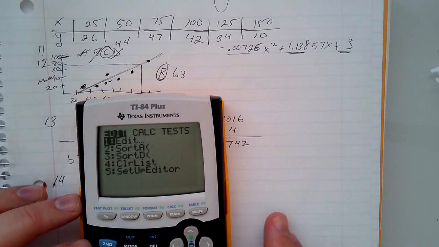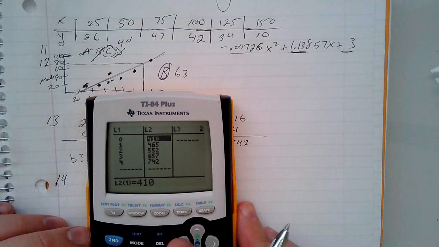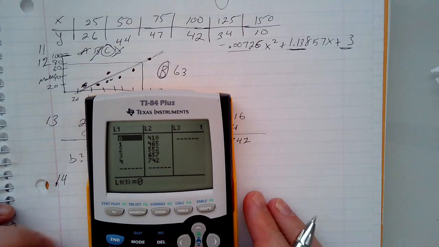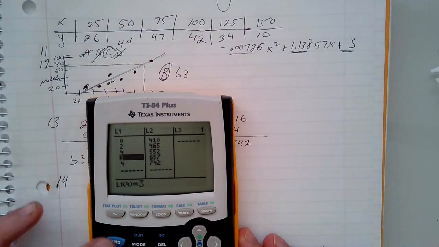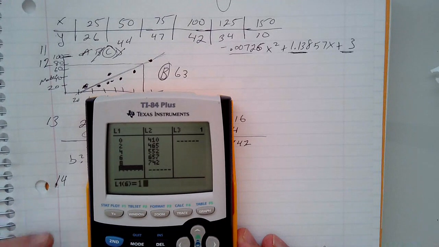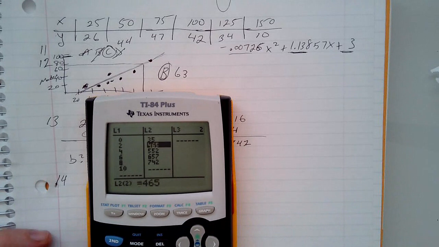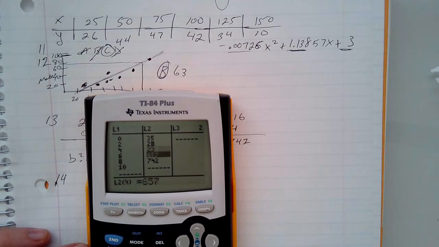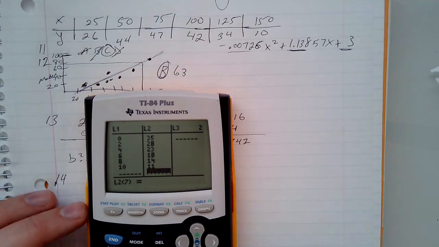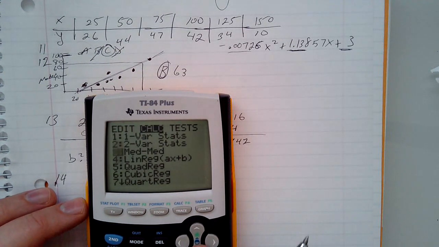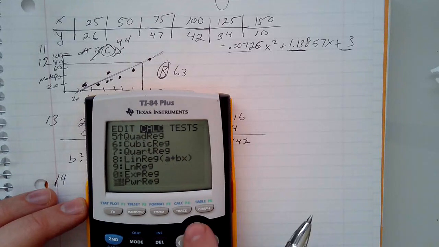We're going to go back here, edit, change these numbers: 0, 2, 4, 6, 8, and 10. Then we have 35, 28, 23, 18, 14, and 11. Then it said it's exponential, so we're going to go over here to ExpReg.